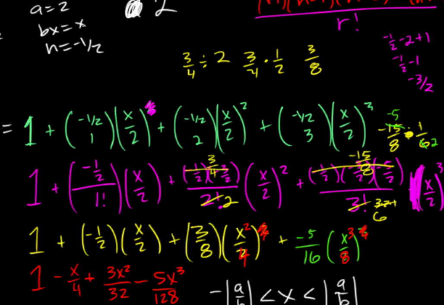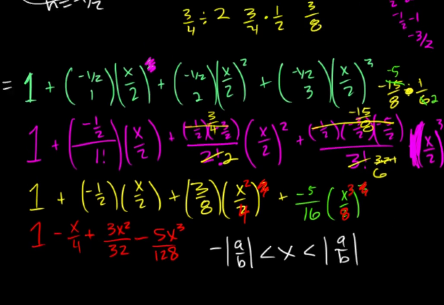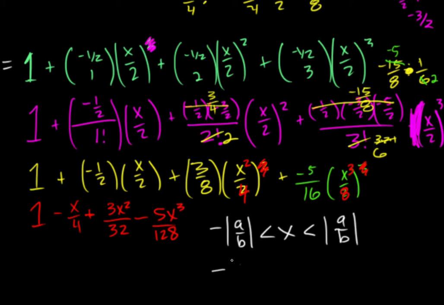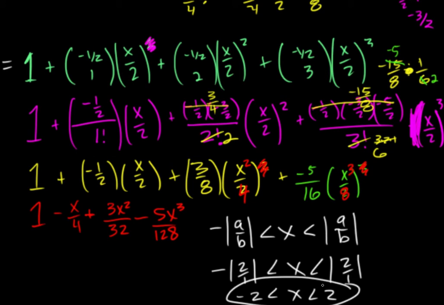is going to just be 2 over 1, because B is really just a 1, because bx is x, looking right here. So we get negative absolute value 2 over 1 is less than x is less than 2 over 1. And so when we simplify that, it's just negative 2 is less than x is less than 2. And so that's our interval of convergence. And then it says use the expansion to estimate the value of 1 over the square root of 2.1. Check your answer by direct calculation.